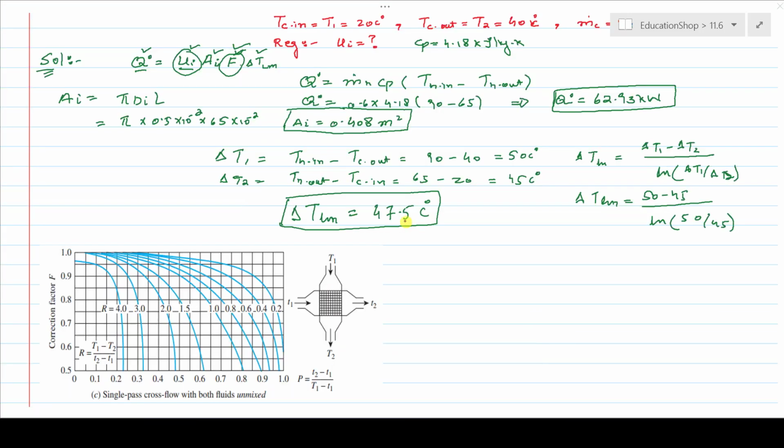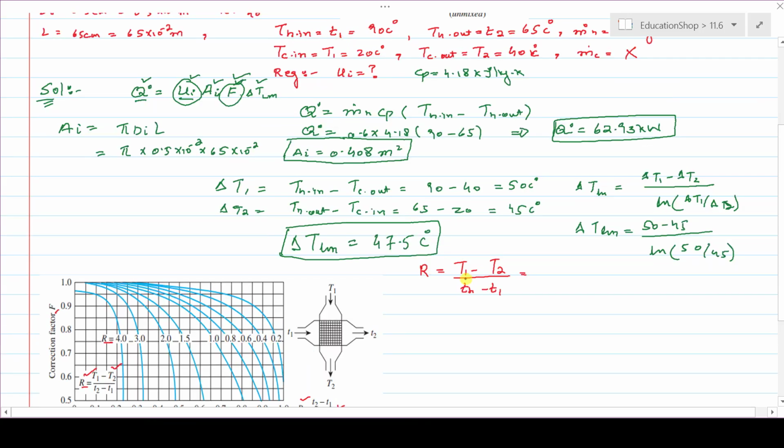Next we need to find the correction factor from this graph. Here you will see on the y-axis the value of the correction factor, and on the x-axis we have the value of the parameter P, which can be determined by this temperature ratio, and these curved lines represent the parameter R that can be calculated from this formula by putting in the values of the inlet and outlet temperature of the hot and cold fluid respectively. In order to find the correction factor from this graph, the important thing is to find first the parameter R and the parameter P. Then we will compare those values, and with the help of that we can find the correction factor. First of all, the parameter R is equal to T1 minus T2 divided by t2 minus t1.